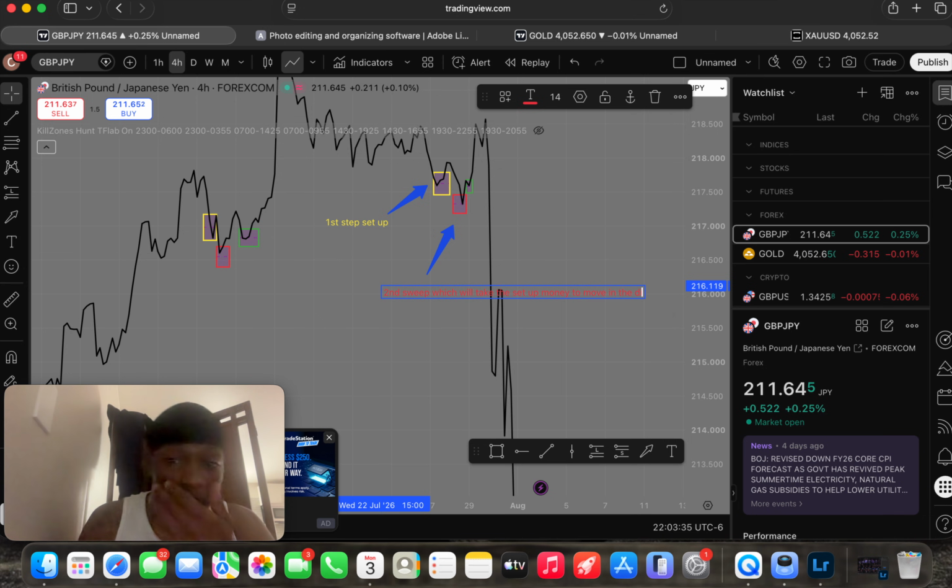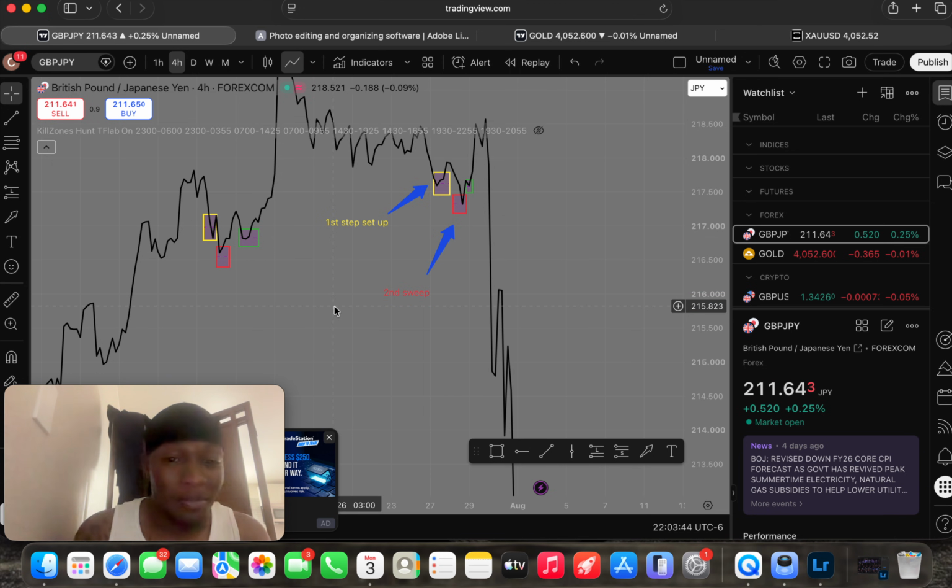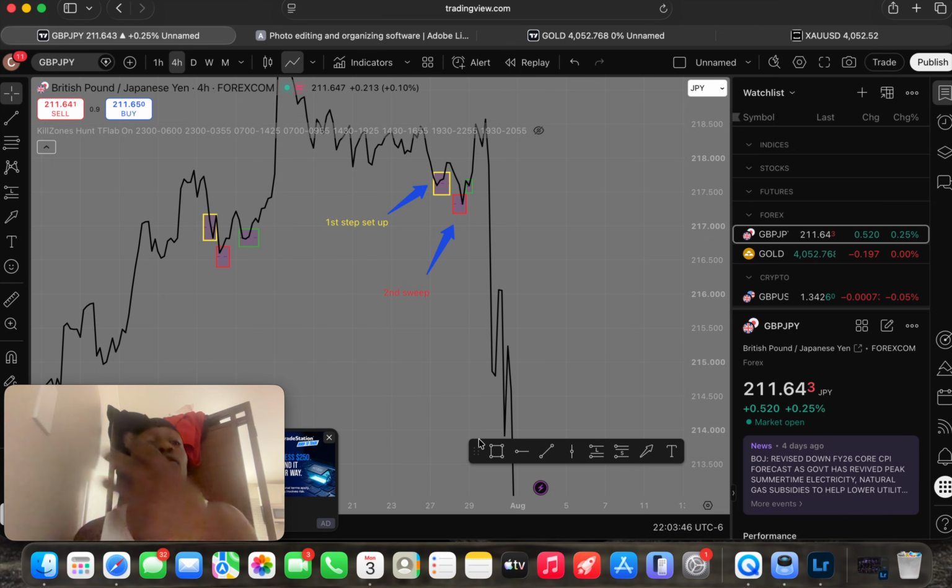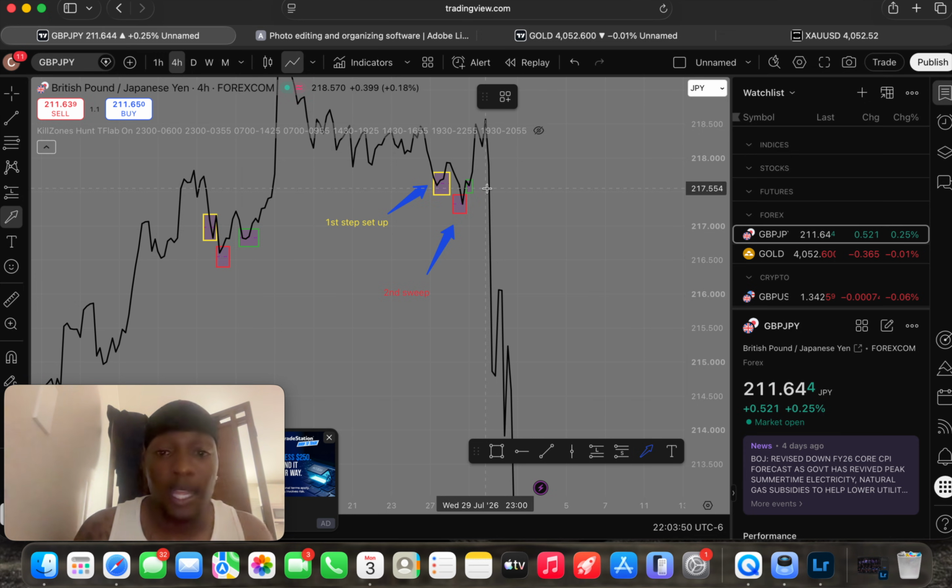Hold on. All right, look, I'm just going to say it to you. Second step, which is the sweep. The sweep takes the setup. Okay, y'all, I was going to type it out. The sweep takes the setup. Okay. Now the retest or the pullback is the opportunity for you to get in.